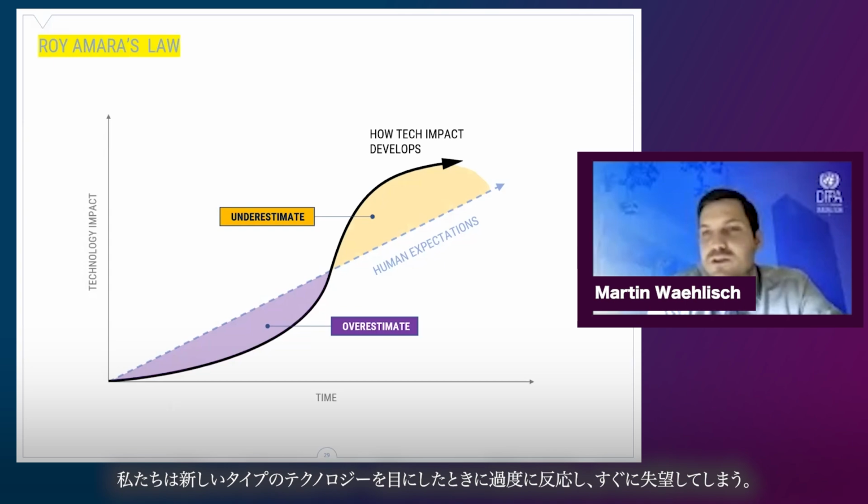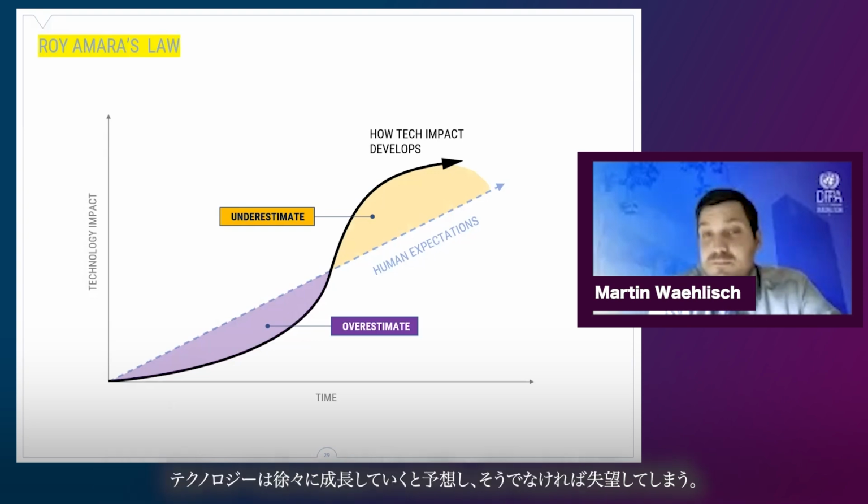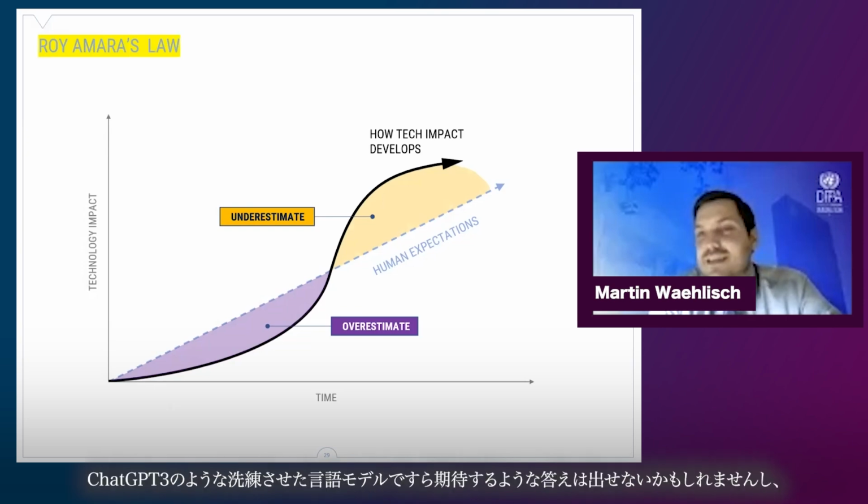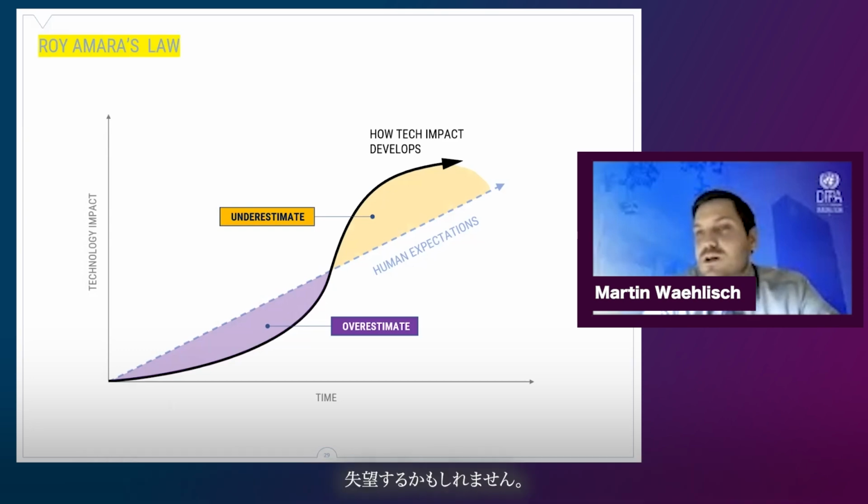I think it means that we usually are rushing into a hype when we see a new type of technology. And then we quickly get disappointment because the human expectation is that this type of technology will gradually grow. The truth is that technology sees ups and downs, especially in the startup phase, where the ripeness is not there yet. Take the example of GPT-3, large language models that are now more sophisticatedly available for the mainstream population, where the AI might not give you the answers you might look for.